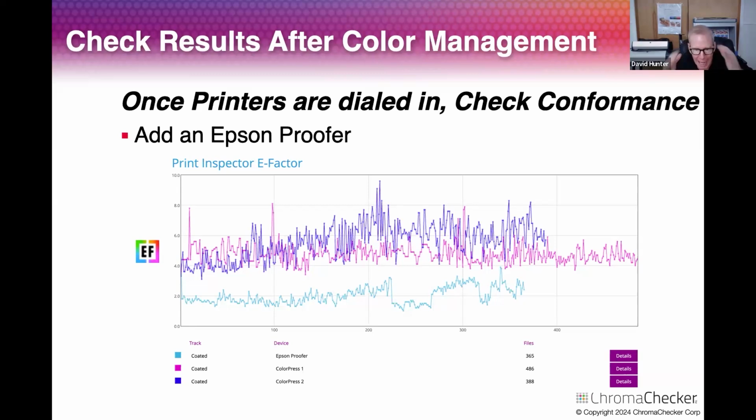This allows you to plan how you do your work, which jobs can be shared on the Indigo versus the iGen. Hint, high E factor jobs can be shared between the Indigo and iGen because the colorants between those two printers, even color managed, is not very close. So you don't typically want to share jobs on an Indigo and an iGen. But an Indigo and a KM1 press, they're much more in line. So depending upon your E factor expectation, you can do that.